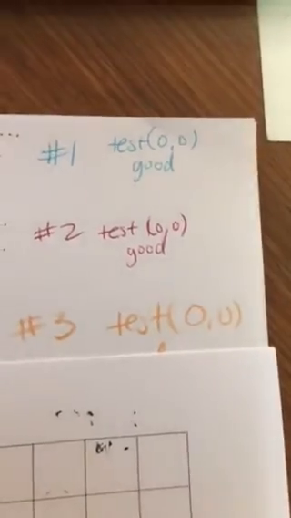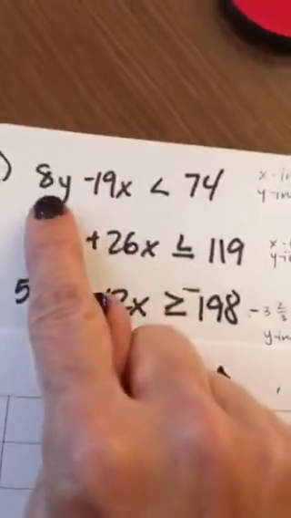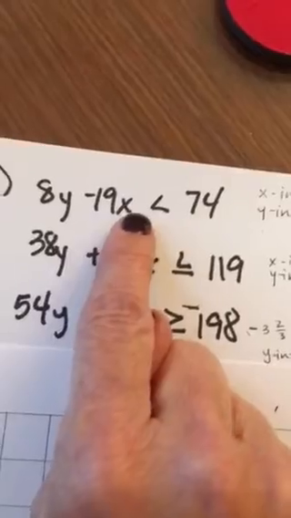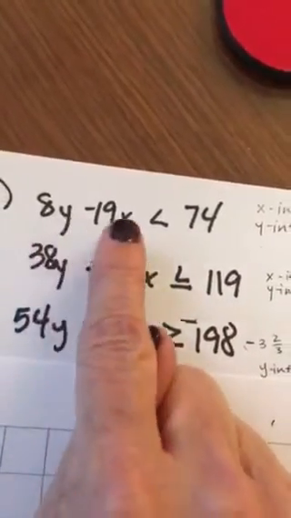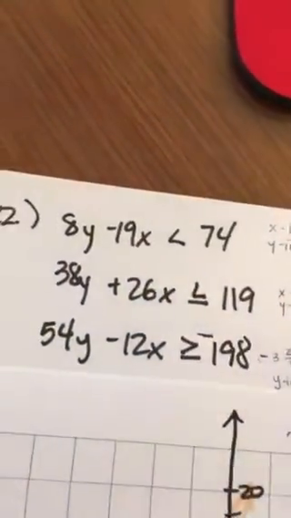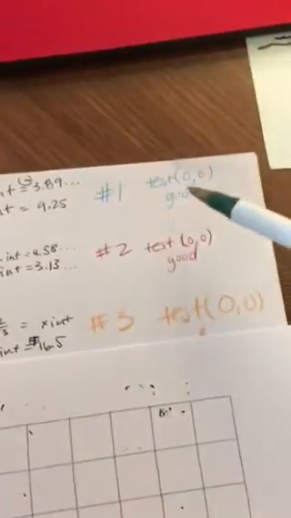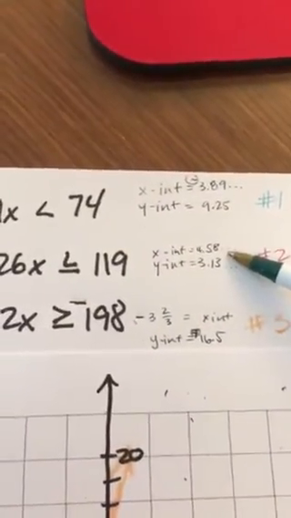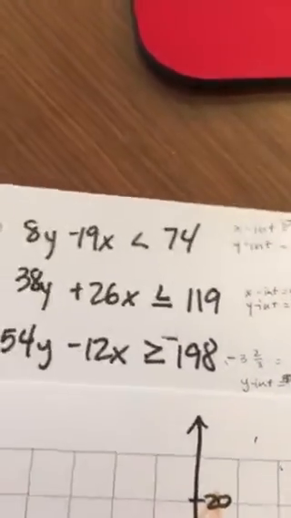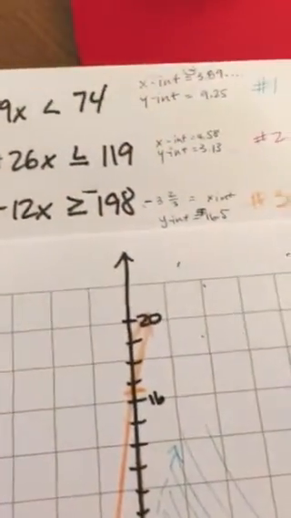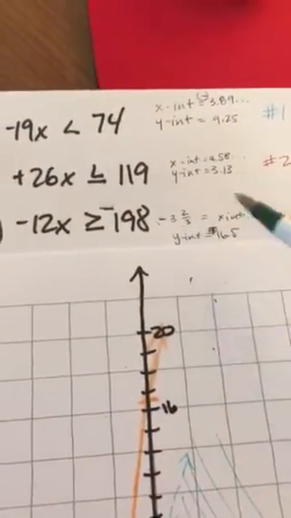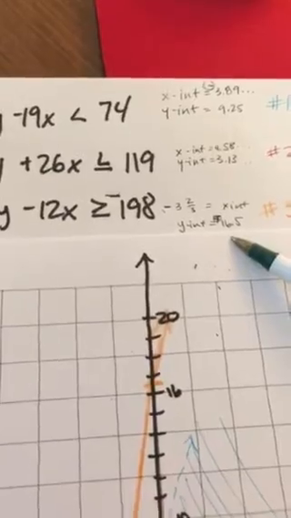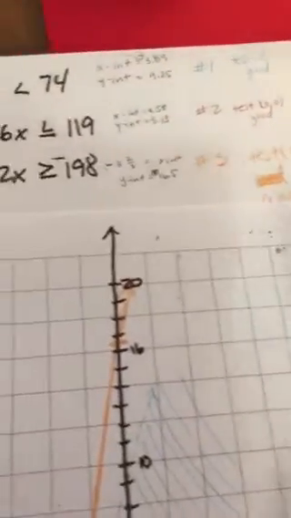I test 0, 0. In this inequality, if I have x and y both equal to 0, then I have 0 minus 0 is less than 74. That's a true statement, so that's good for that one. I did the same thing here and found the x and y intercepts to be 4.58 and 3.13. Those are both rounded. And the last one, negative 3 2/3 and positive 16.5. For all three of these, when you plug in 0, 0, you get a good point.